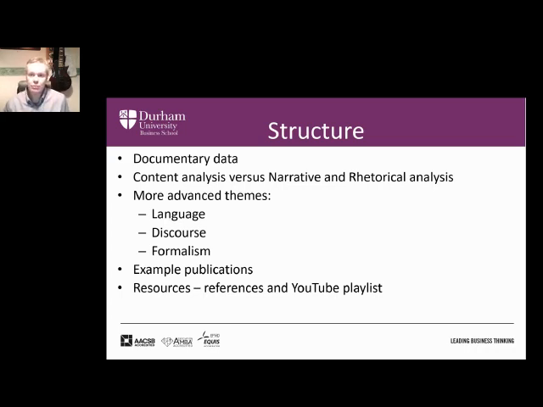Then I'm going to go into more detail on some more advanced themes to do with the nature of language. My focus, my background is on organisation theory, so I'm coming from that perspective. Also going to talk about discourse, and then formalism, which is an approach to using narrative, looking at texts through the lens of narrative and also rhetoric. Then give some example publications and some resources.